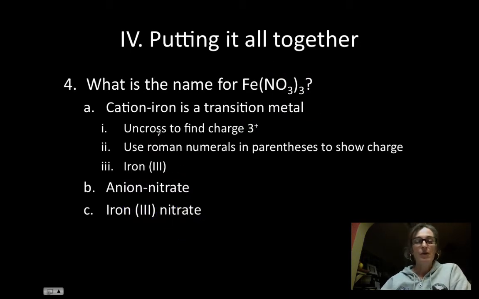Let's practice again. What is the name for FeNO3? So I have my cation and I have my anion. I see once again my cation is a transition metal. So I uncross. This 3 was up here a 3+. So this iron must be iron(III). I use Roman numerals in parentheses, and so my cation's name is iron(III). My anion is a polyatomic ion whose name is nitrate. And so my substance, FeNO3, is called iron(III) nitrate.